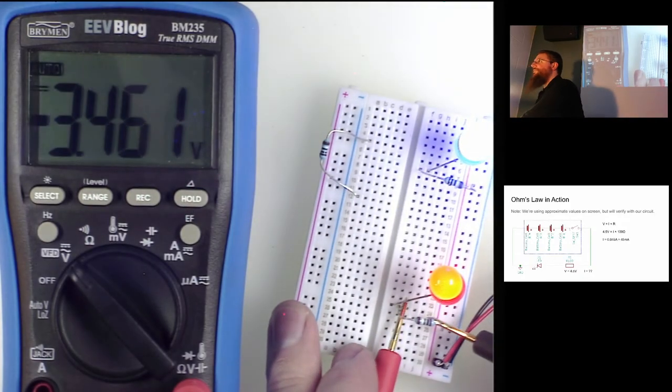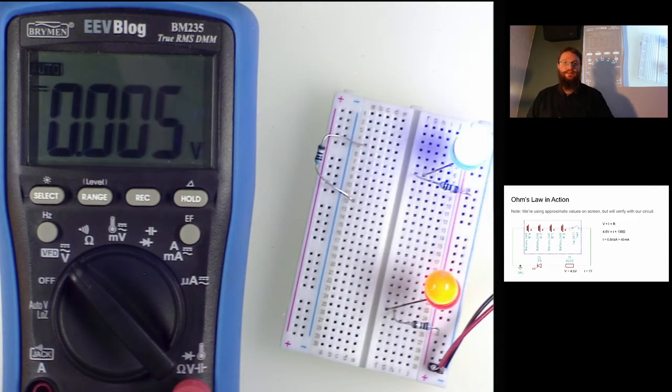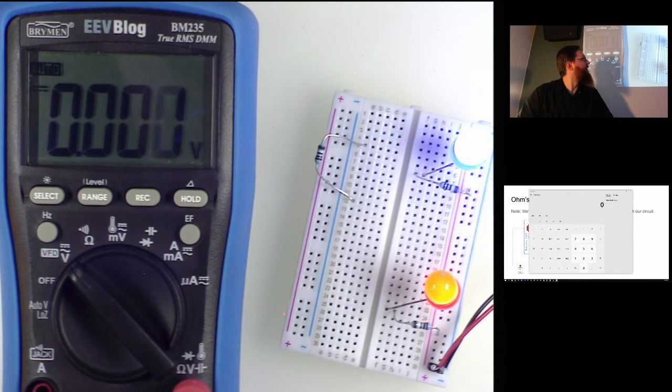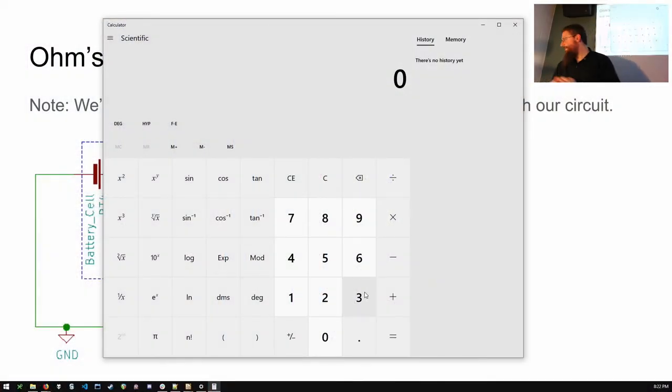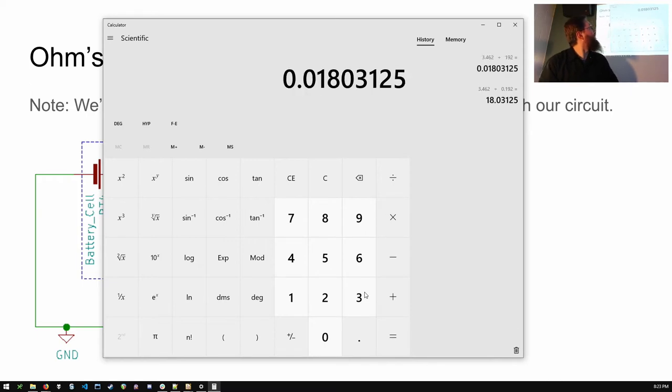So in our actual example, I'll just do this real quick again. I will measure on the red resistor, we have a voltage of 3.462, and we know the resistance is 192. So let me pull up my handy calculator. Oh, sorry. So what did I just say? 3.462. Okay. Yep, so we go with 3.462 divided by 192, and we get a value of 18 milliamps, do we? What did I do? Oh, I did 0.192, sorry. 3.462 over 192. Yeah, 0.018 amps, that's what it should be. I'm sorry, I fat-fingered that.